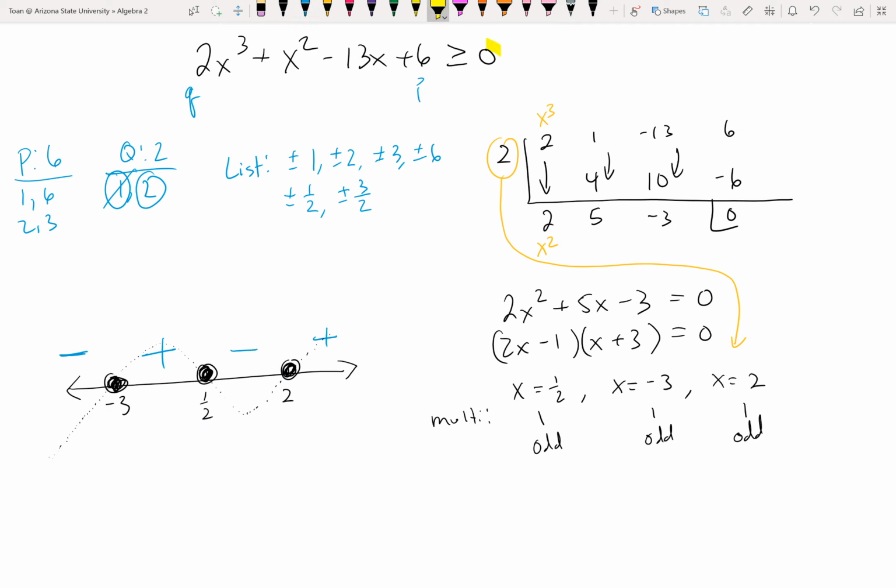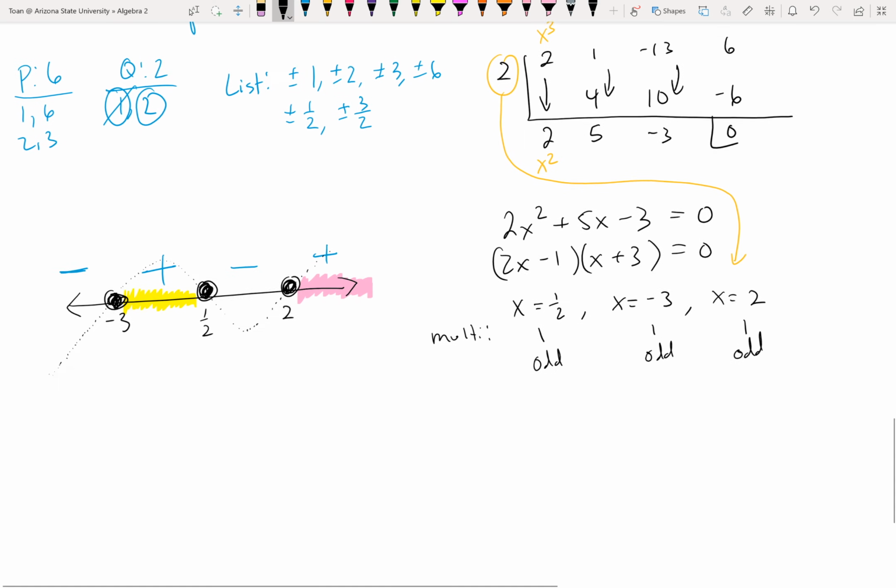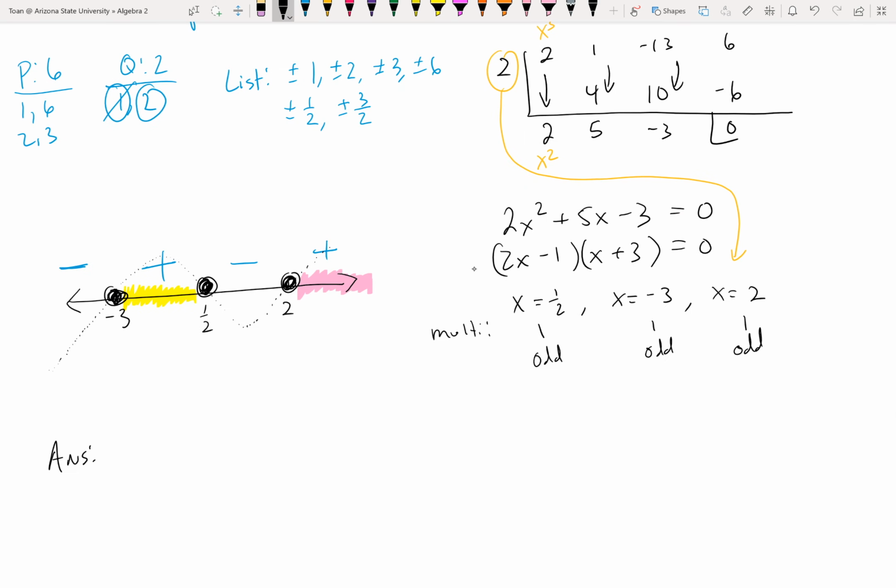What are my answers? Because my inequality is greater than or equal to 0, I'm looking for positive regions. So I have this positive region and this positive region. So let's go ahead and write our answer. So we have 2 parts, so I'm going to need a union eventually. So the first part of the answer here, our highlighting starts at -3, comma, and it ends at 1/2. They're both closed, so we'll use square brackets.